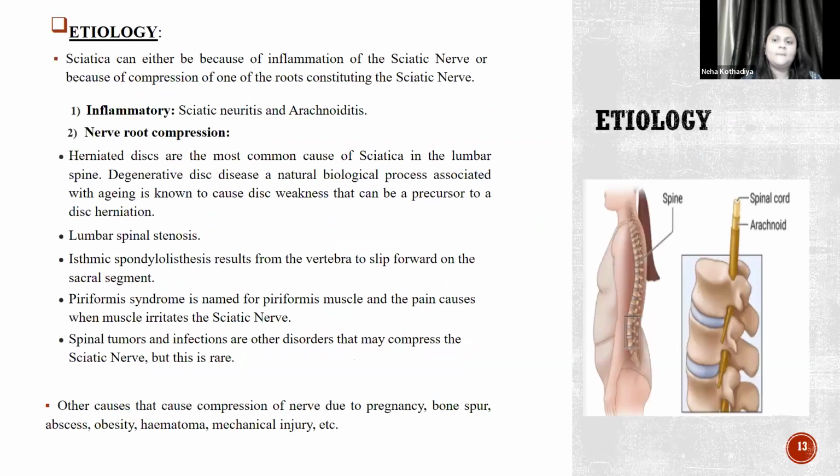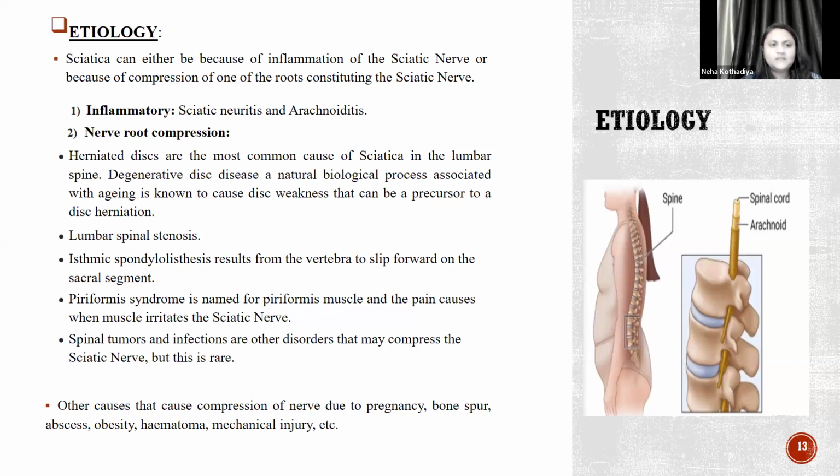Now, what are the causes for the development of sciatica? As we all know, when there is compression or irritation of the sciatic nerve, that may lead to sciatica. Sciatica can be caused either by inflammation of the sciatic nerve or by compression of the sciatic nerve. Inflammatory conditions like sciatic neuritis or arachnoiditis, or nerve root compression like a herniated disc, are the most common causes of sciatica.